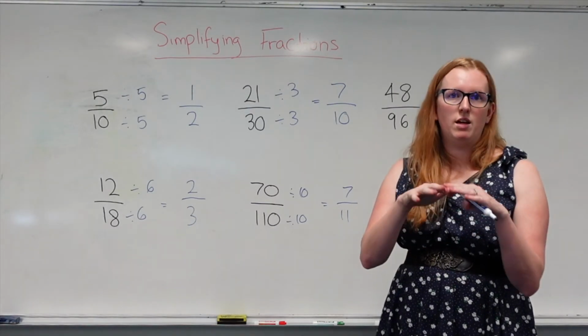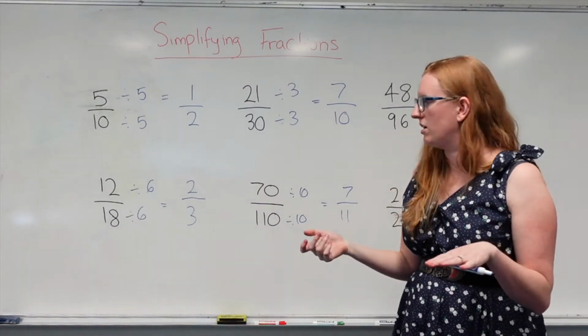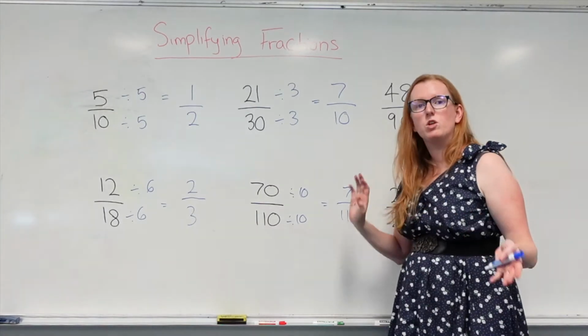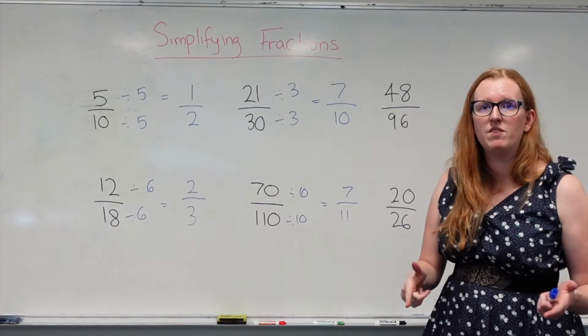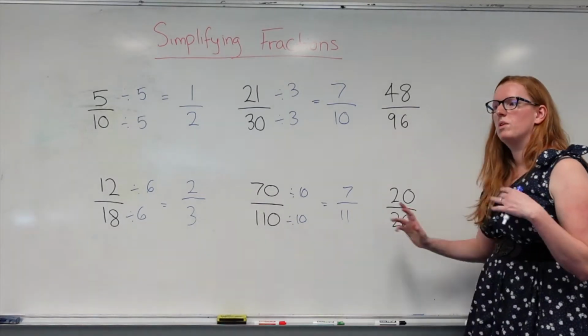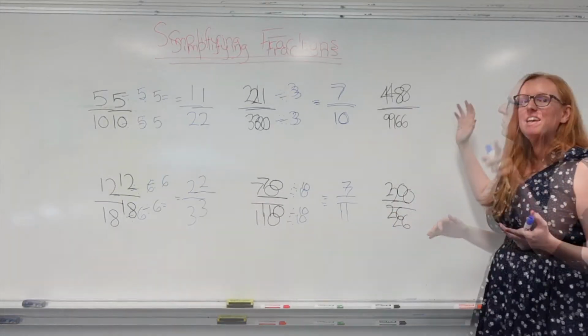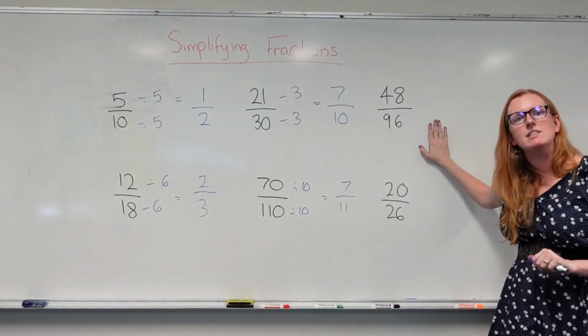And now an important thing to know when it comes to fractions is that some numbers, once you hit a certain number, you can't go any further. So if you know your prime numbers, 3, 5, 7, 9, 11, 13, once you get down to those, you can't go any further. Now here we've got 48 over 96.